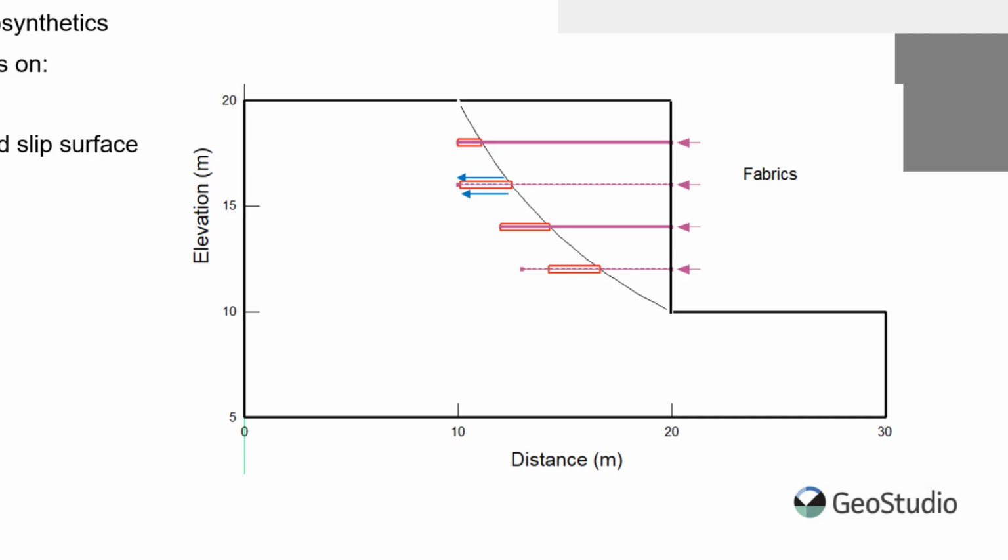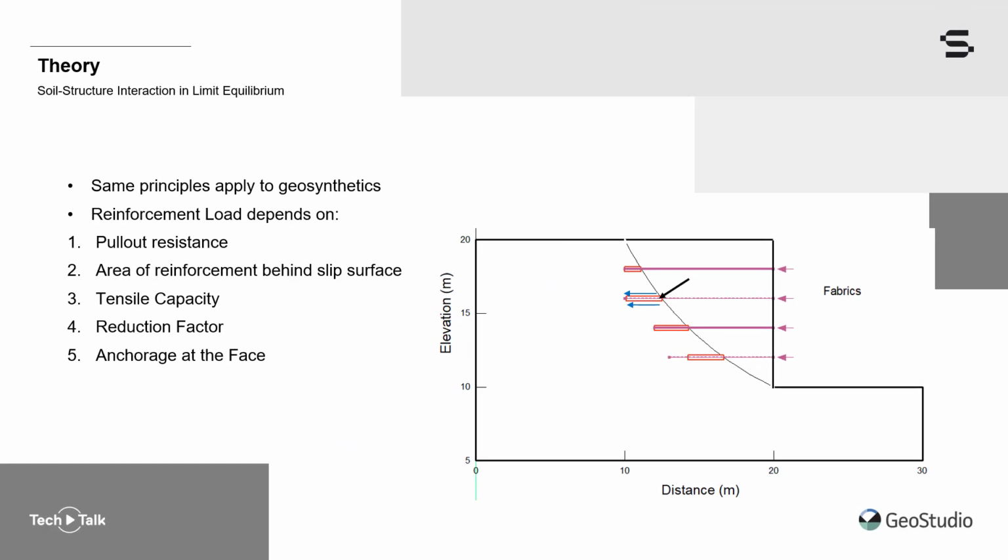The pullout force or reinforcement load depends on a number of factors, including the pullout resistance, which characterizes the shear resistance mobilized at the interface between the reinforcement and the surrounding soil or rock, the area of reinforcement behind the slip surface, the tensile capacity of the reinforcement, a reduction factor to account for lifespan, temperature, pH, and more, and finally the presence of anchorage at the face of the excavation.